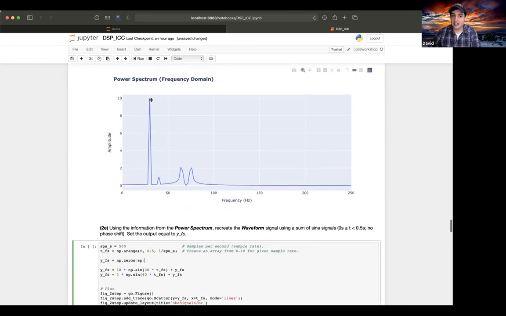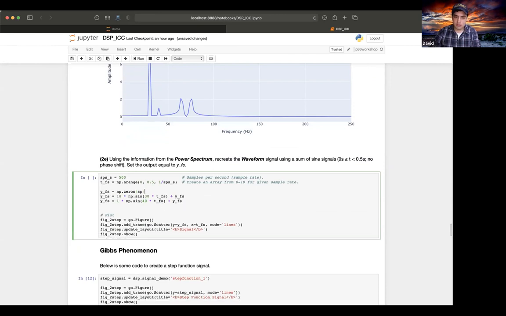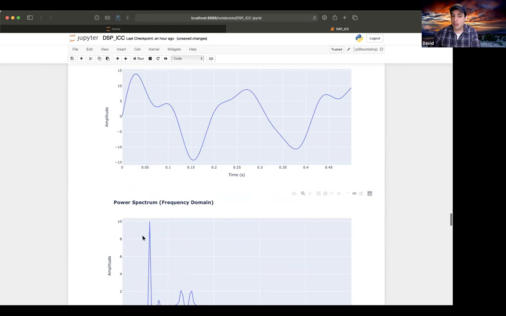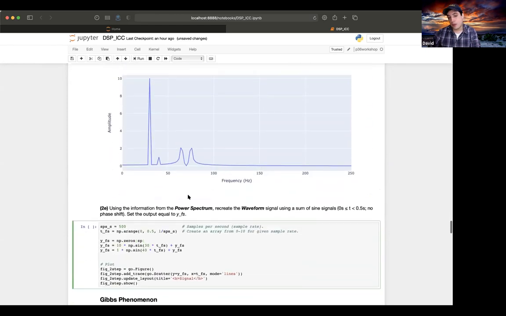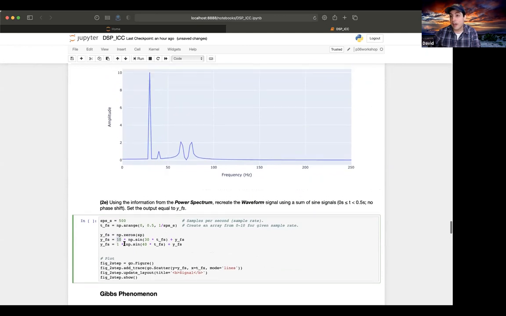So if you look at this, I can kind of get you started. You can reconstruct this signal up here by looking at the information here using a Fourier series of sines. In this case, we're just going to use sines. You can start with just a zero vector or array, and then we can start adding. Notice that for the first signal, I have an amplitude of 10.